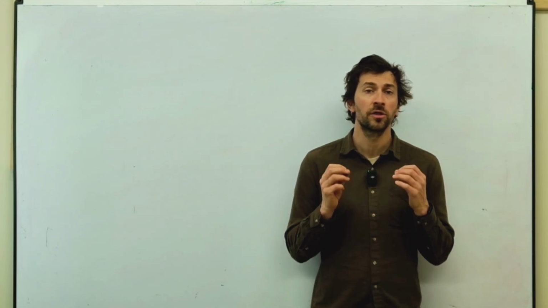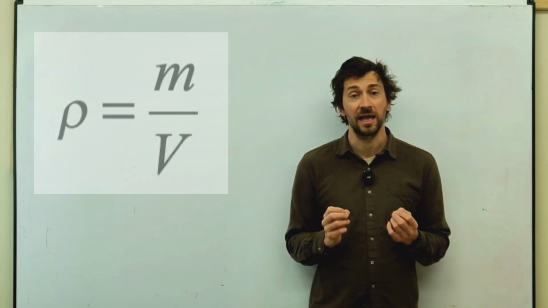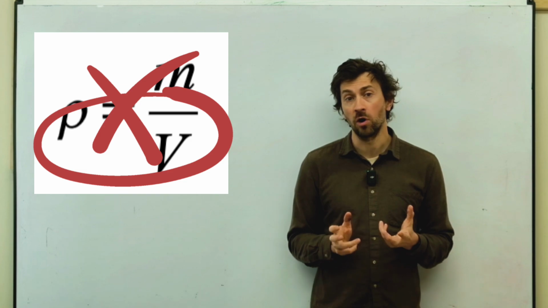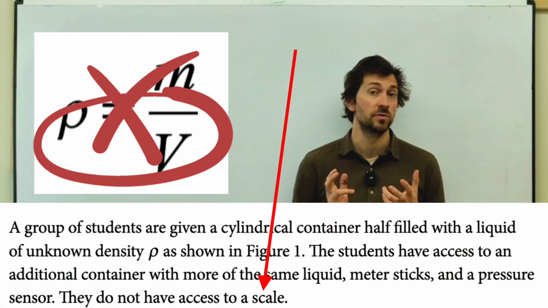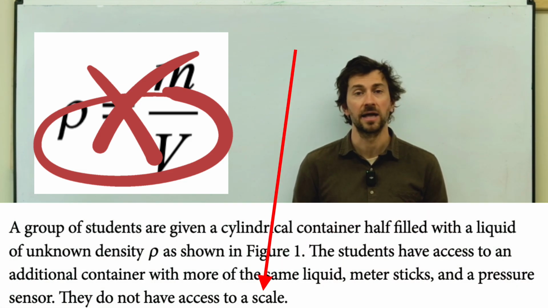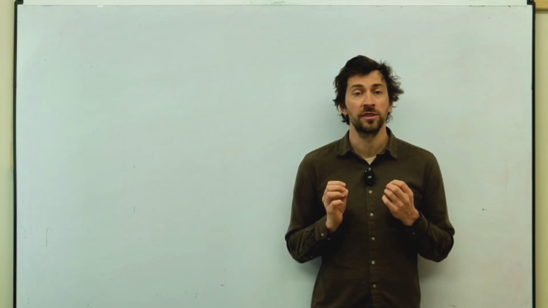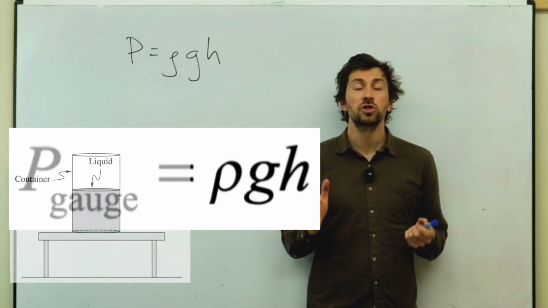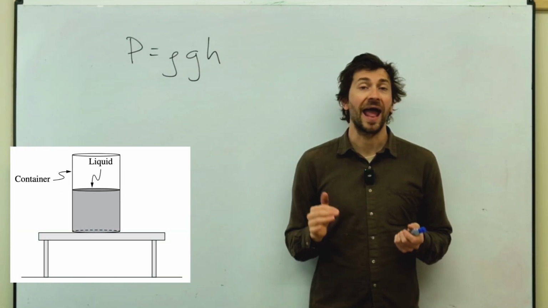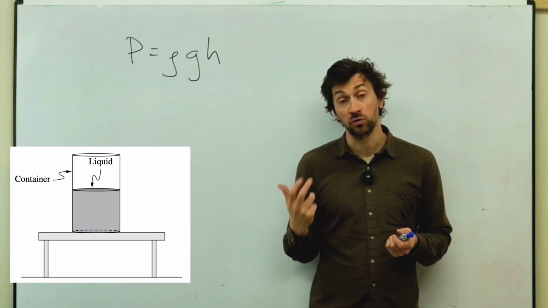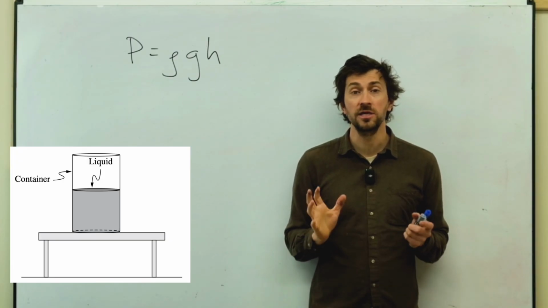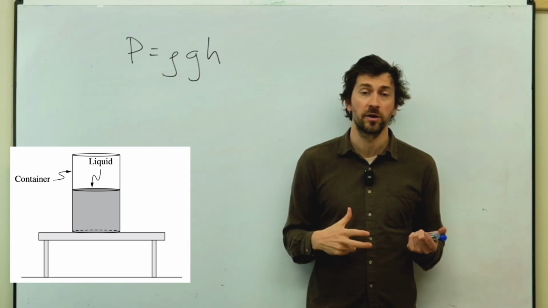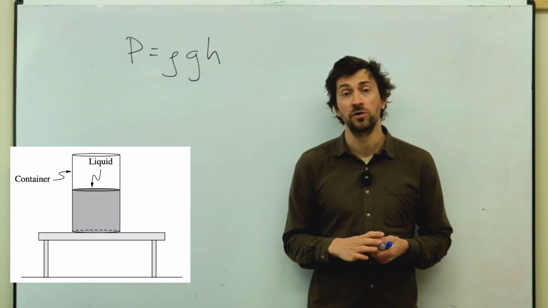Now, to measure the density, we might say we're going to use the density formula, mass divided by volume. But that would be wrong because the question says we don't have access to a scale. We can't measure the mass. Instead, we're going to think about the pressure formula, pressure equals rho g h. So we can measure the pressure and the height, and we can measure gravity as well. So we're going to use this formula to think about calculating for rho. Now, if we just know exactly what the pressure is and height, we can calculate rho directly.